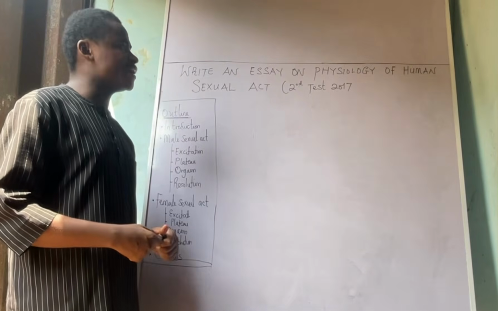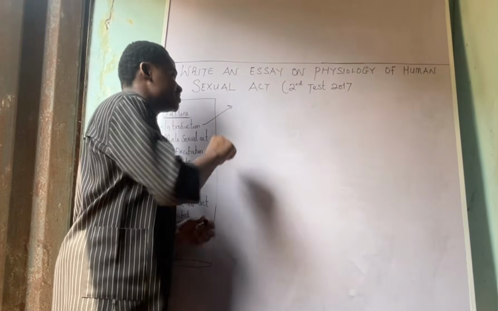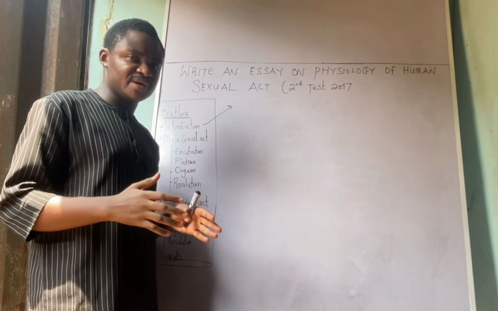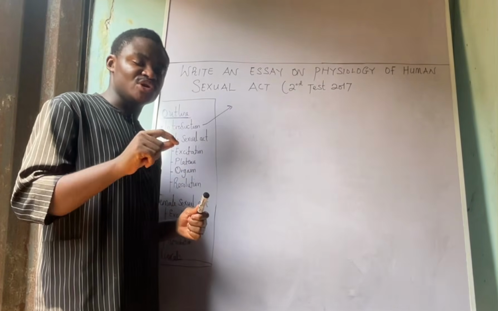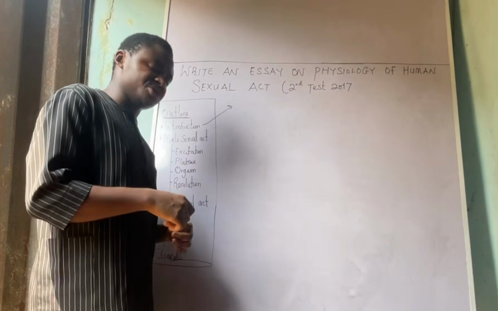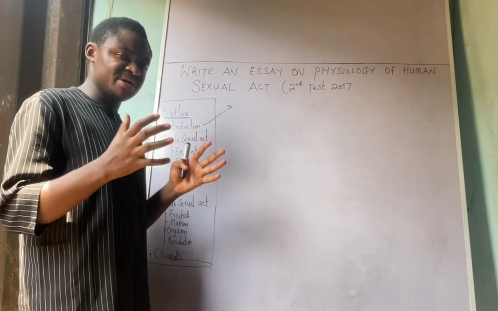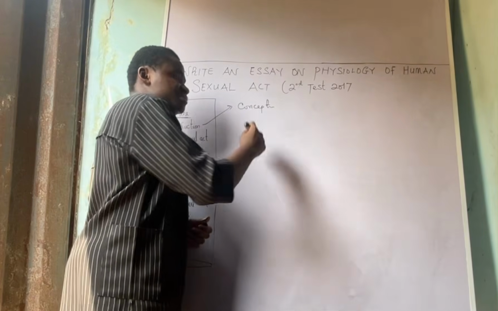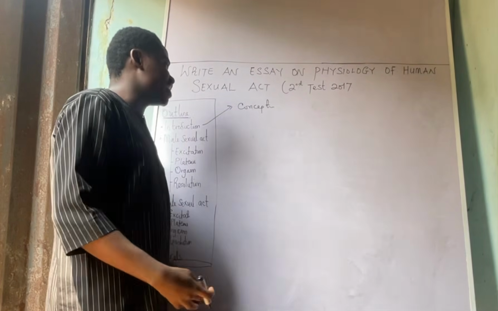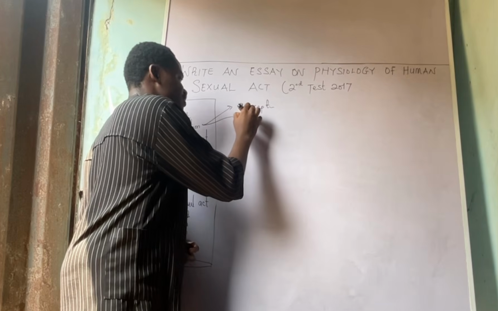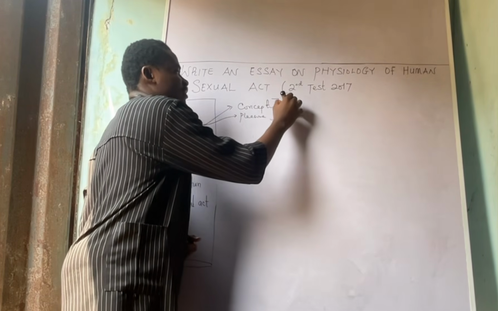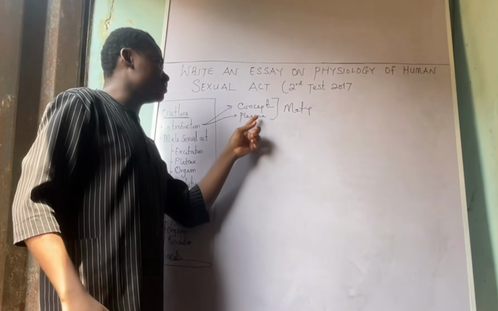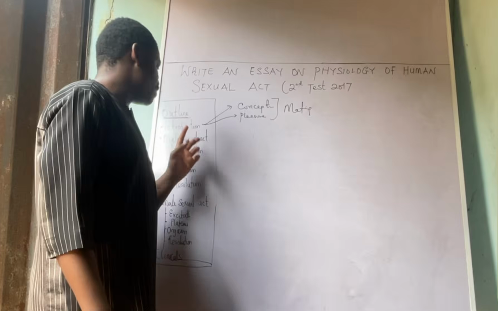For the human sexual act, the introduction should be that this is the mating of the male and the female for the eventual purpose of what? Conception or for pleasure. Two reasons: when a man and a woman meet, either for conception, that's for pregnancy and eventually for childbirth, or for pleasure. Good. So the mating of the male and the female for the sole purpose of conception or for pleasure.